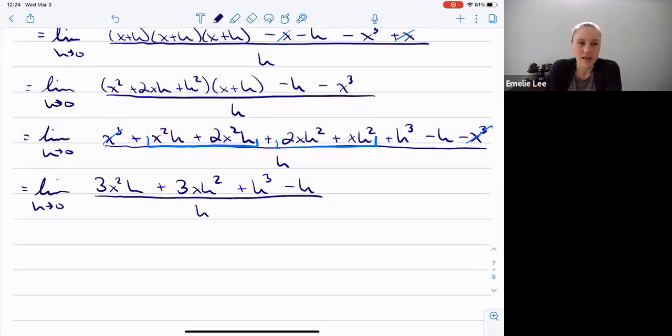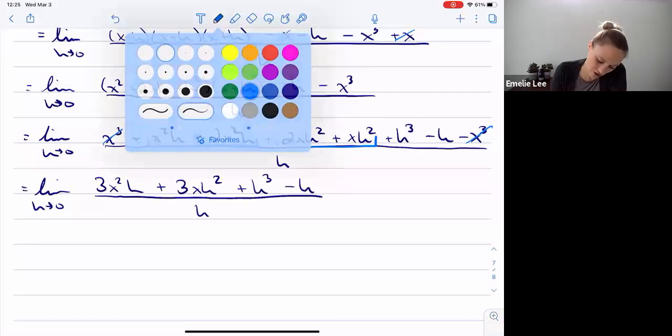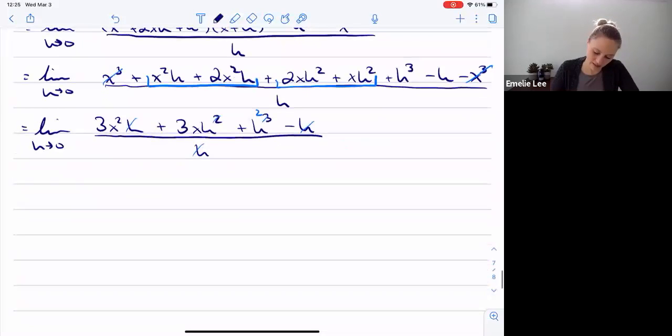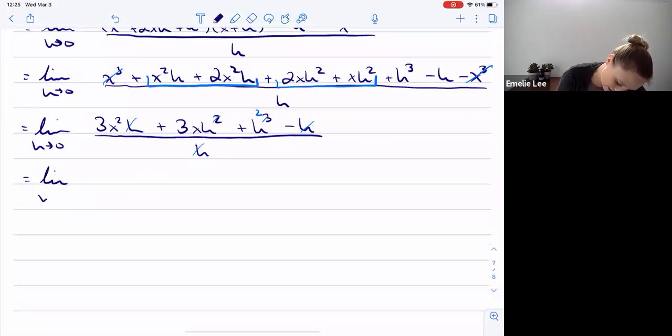I can pull out a common h just as I expected at this point, right? We've done enough of these to know that I should be able to extract an h. And I'm going to cheat a little bit, and instead of showing it being pulled out, I just show it like that instead. So then this becomes the limit as h goes to 0 of 3x squared plus 3xh plus h squared minus 1.